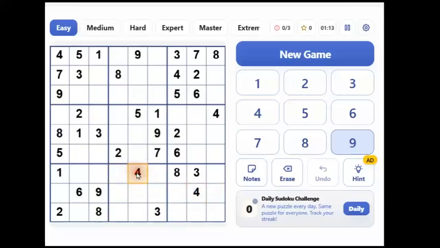So looking at this puzzle, you can see a 4 here and a 4 here. There's only one place for the 4, and it must be there. And with that 4 and that 4, you can put a 4 in there, because in that cell, it would clash with that one.